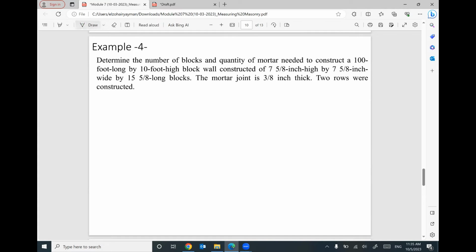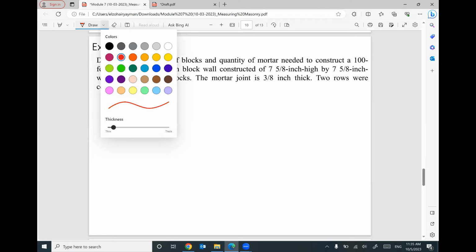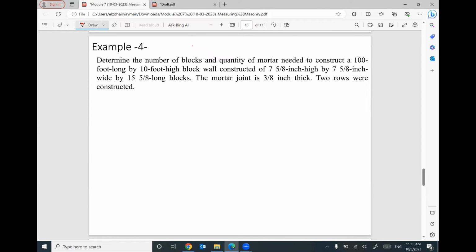I need to construct brick walls 100 feet length and 10 feet high, and this wall will be constructed by bricks with these dimensions. This is the length. No, I'm sorry, this is the height. This is the width, and this is the length of the brick. We need to figure out how many blocks and how much mortar are needed.